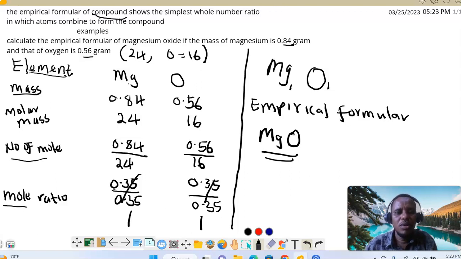So the ratio of reaction of magnesium to oxygen is 1, and the ratio of oxygen to magnesium is also 1, which means that with 1:1 you do not indicate it because 1 is insignificant. Therefore you write it: the empirical formula of magnesium oxide is MgO, which is the formula in which they reacted.